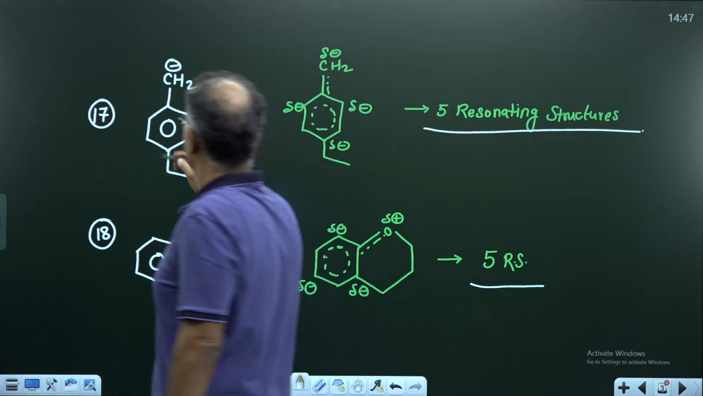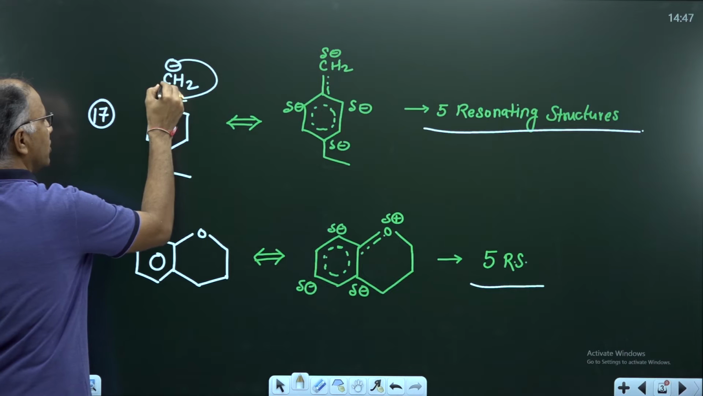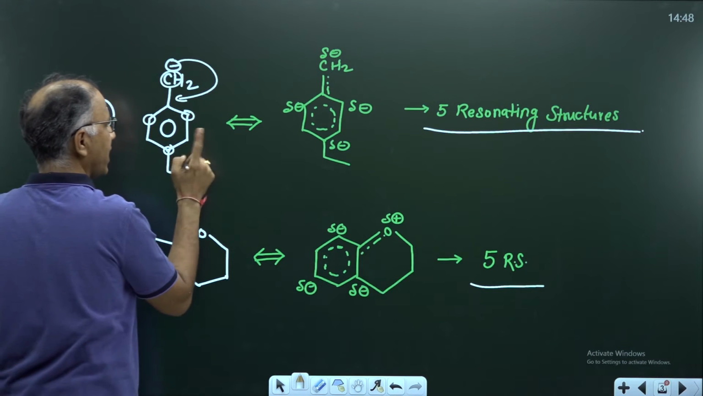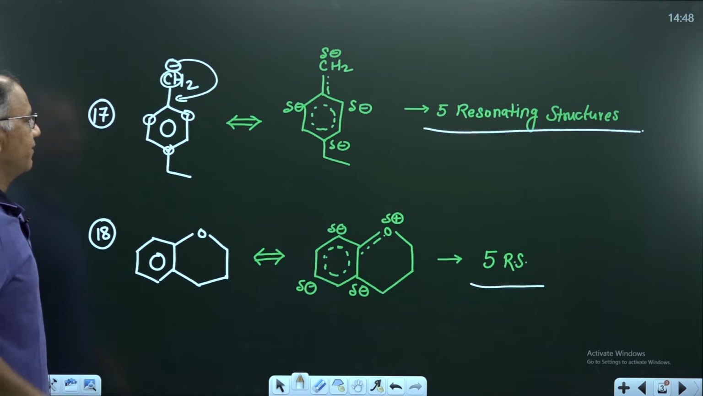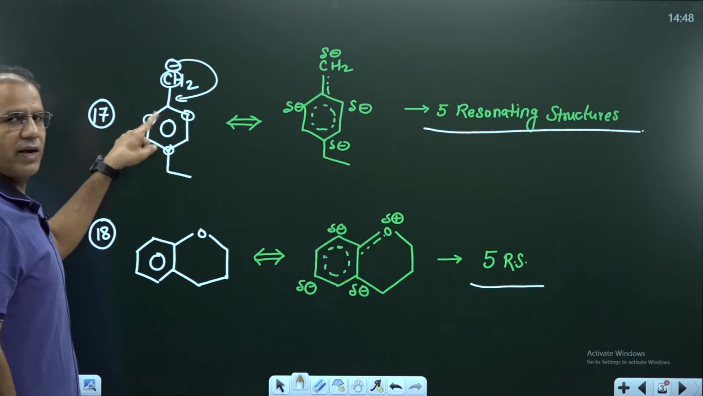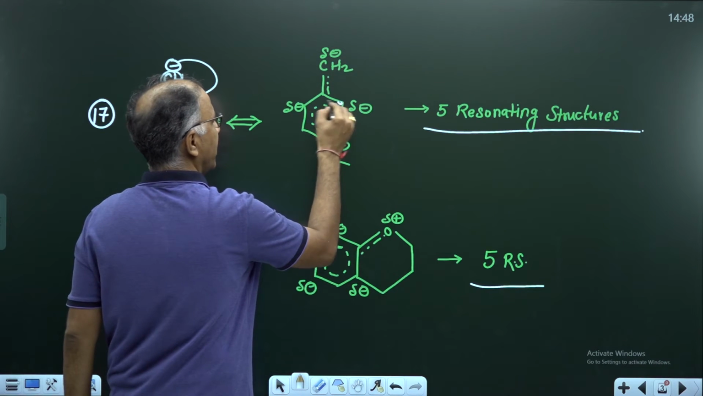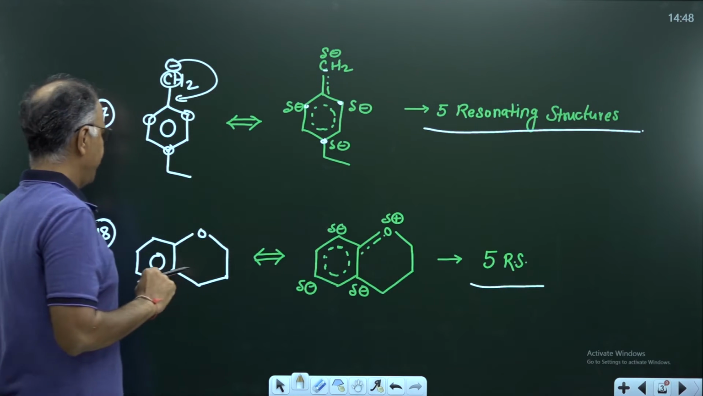How 5 in 17? This lone pair delocalizes on this carbon, then this carbon, then this carbon and this carbon. 4 carbon and change in position of pi bond of the ring. The 5th structure is the change in position of pi bond of the ring. In that way, there will be 5 RS and the negative charge will be shared among 4 carbon.